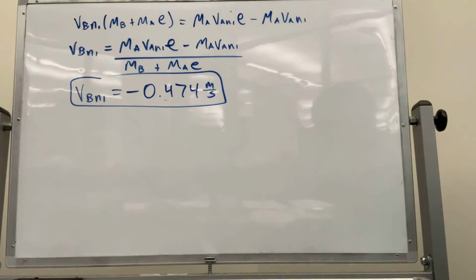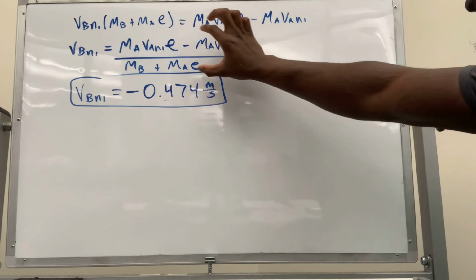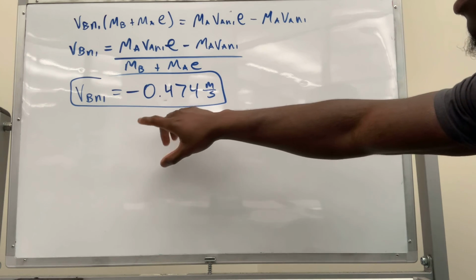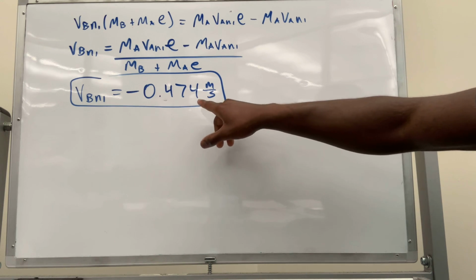So on this side, we basically solved the equation for VBN1, which is what we're trying to find in this problem. And for the final answer, VBN1 equals negative 0.474 meters per second.